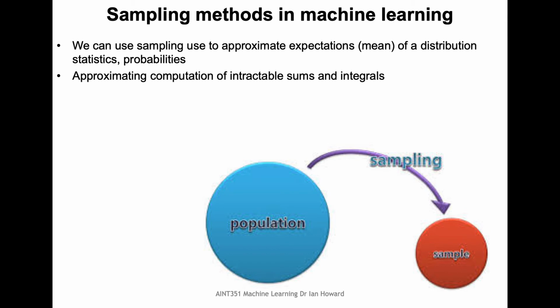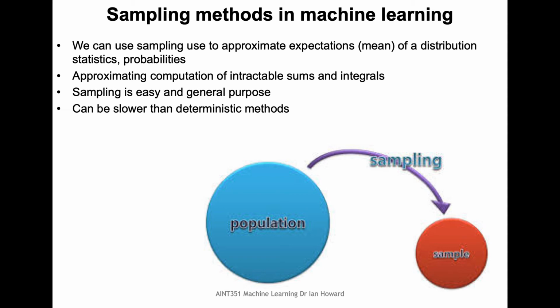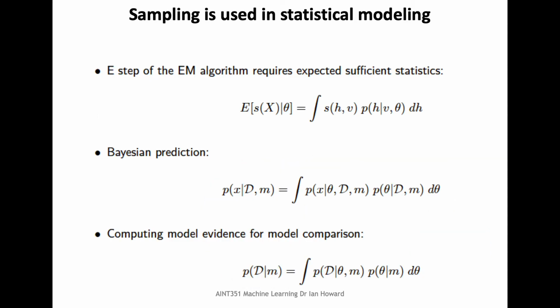Quite often sampling methods are used to help you do computations which are otherwise intractable and can't be done, especially the ones involving things like sums and integrals. So it's a general purpose and fairly easy thing to do, but it can be very, very slow and is generally a lot slower than deterministic methods where you know precisely what you're doing. There's no element of chance in a deterministic method. And it can be very difficult to get representative and good samples.